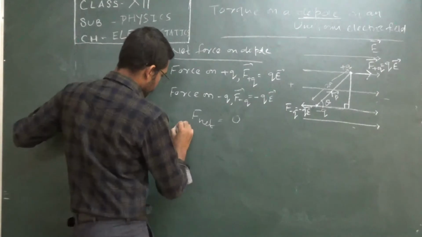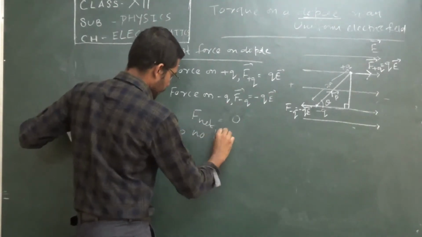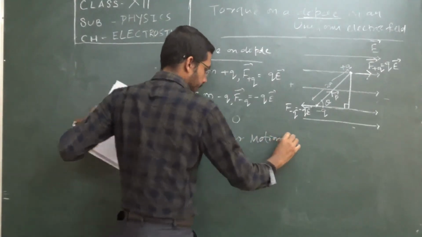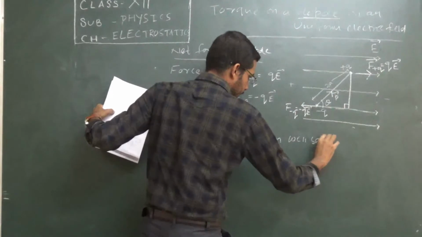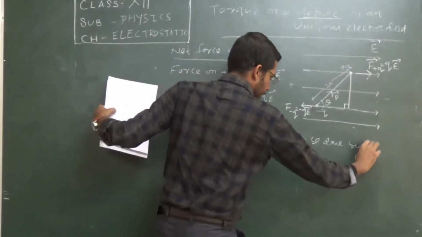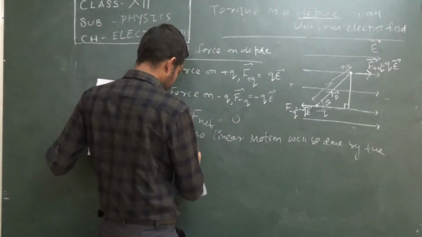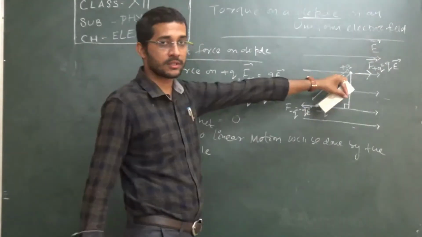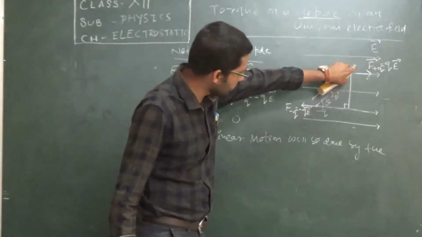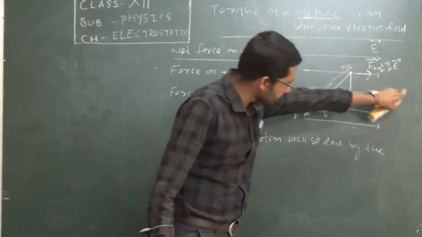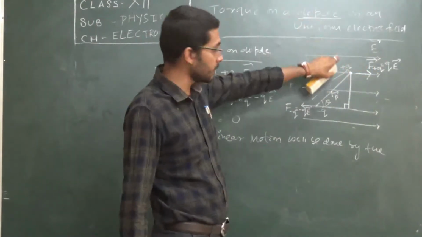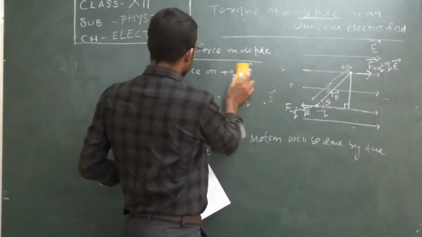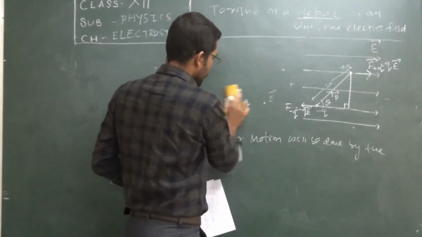So no linear motion will be done by the dipole. Write down everything. As the net force on the system is 0, the electric dipole will not displace in any direction. It can only rotate due to torque. So now our work is to find the rotational force, that is, the net torque on the system.